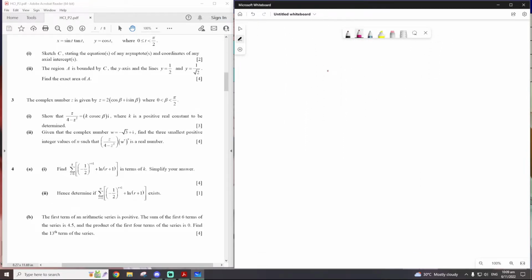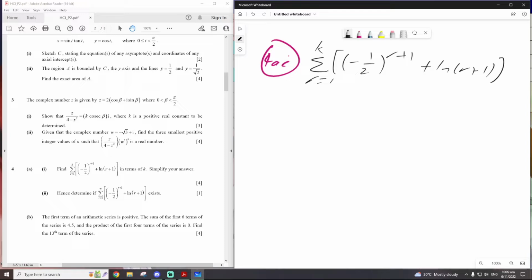Question 4. Find the following sum, r equals 1 to k, negative half to the power r plus 1 plus ln of r plus 1. Okay, we're going to separate this into two sums. So let's make the power of this negative 1 so we can apply sum of GP. So this is going to be quarter times the sum of, let me just bracket it off so that it's a bit more clear, r equals 1 to k, negative half to the power r minus 1. Then the sum r equals 1 to k of ln of r plus 1.